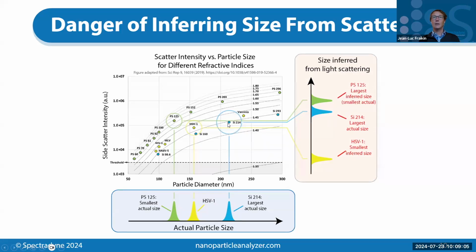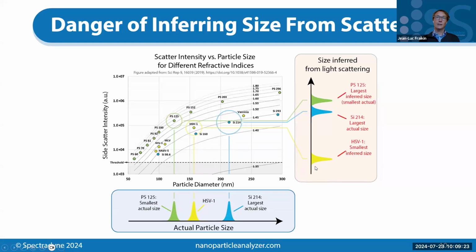The silica, even though it's the biggest particle in the sample, scatters in the middle. And so we would put that peak in the middle of the distribution. And then the virus particles, very weakly scattering, kind of like EVs, would be inferred to have the smallest size if you just use light scattering.